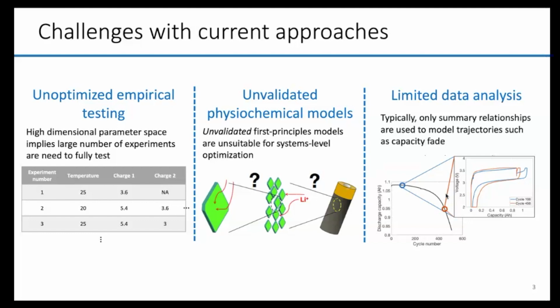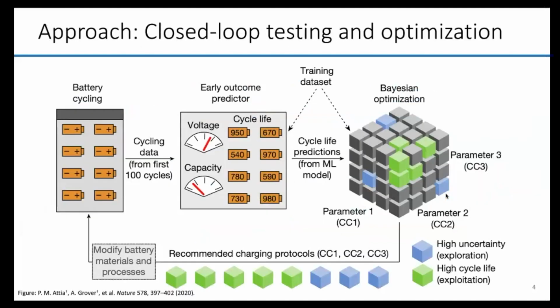So today I'll be talking about our closed loop testing and optimization approach, which really has three components: a high throughput experimentation platform, an early outcome predictor, and a Bayesian optimization technique for design of experiments. I'll go through each of these three pieces in more detail, starting with the experimental platform.